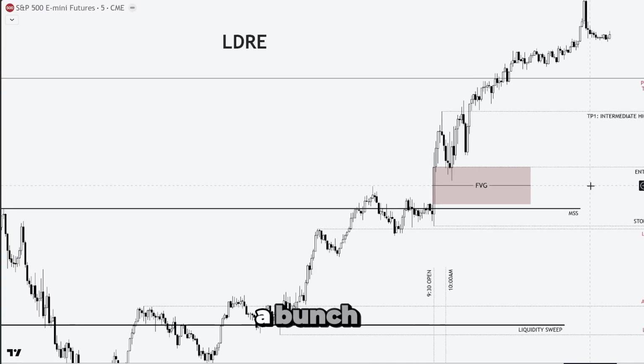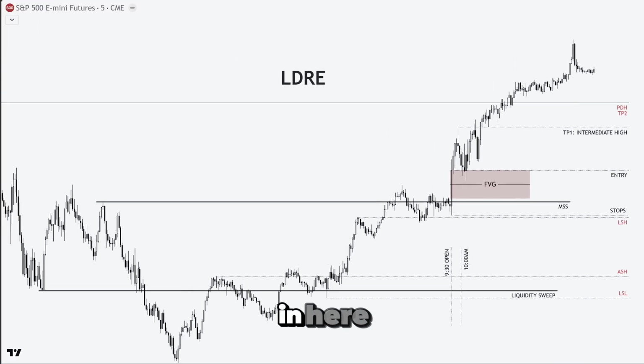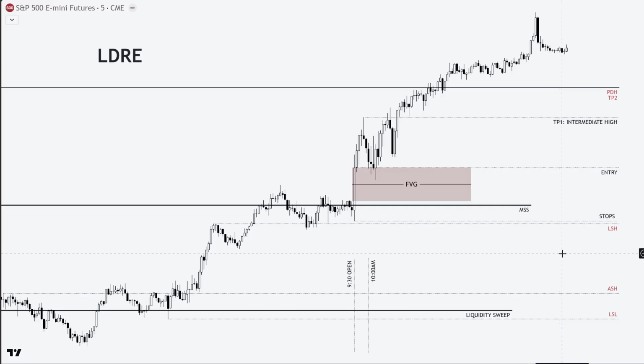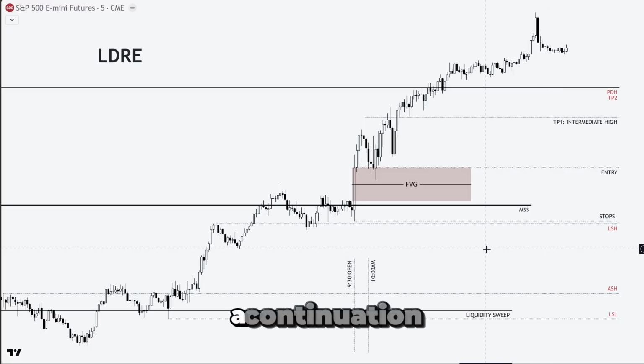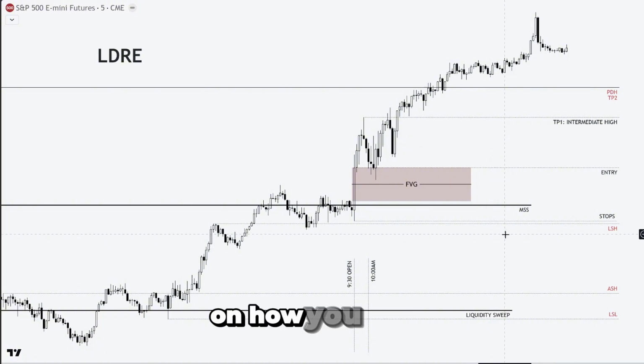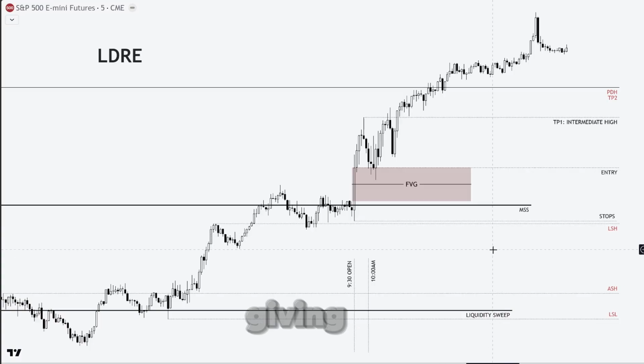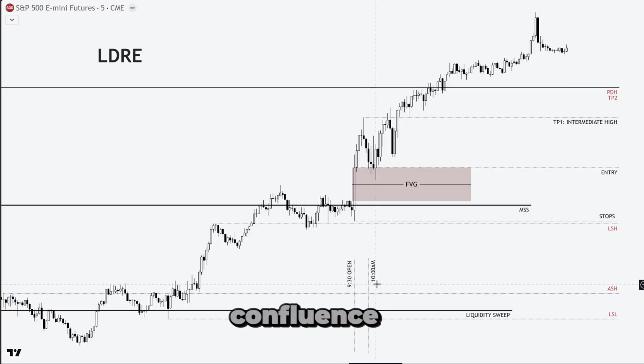So I'm giving you a bunch of things in here. High time frame bias, utilizing LDRE, liquidity displacement retrace expand. I'm giving you a continuation scenario trade on how you know that it's high probability and how to get in and capitalize. I'm also giving you high impact news event confluence. So high impact news at 10 a.m., retracement to where imbalance, which is going to drive you to the opposing liquidity pool.